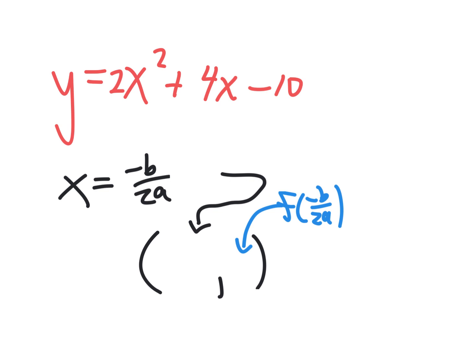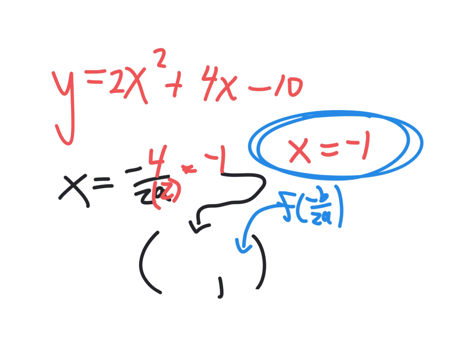All right, Tully, what's negative b? Negative 4. Over 2a, Tully? 2 times 2 is 4. All right. So then that's negative 4 over 4, which is negative 1. And I'm going to rewrite it. X equals negative 1. In case they needed the axis of symmetry, you've got to write it like that anyways.